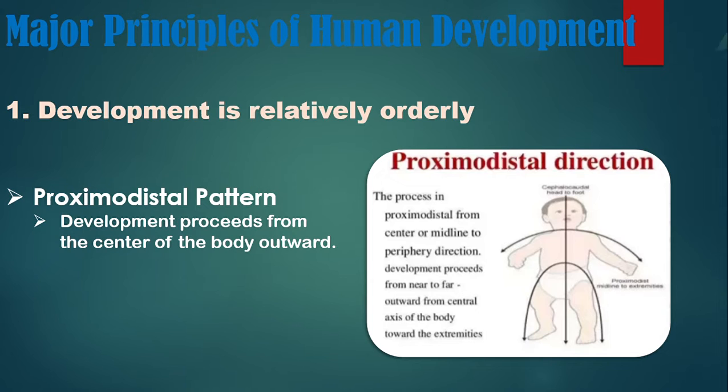There are major principles of human development. First, development is relatively orderly, or it follows a pattern. Here is the proximodistal pattern. Development proceeds from the center of the body outward, from the center or midline to the periphery. Development proceeds from near to far, outward from the central axis of the body toward the extremities.